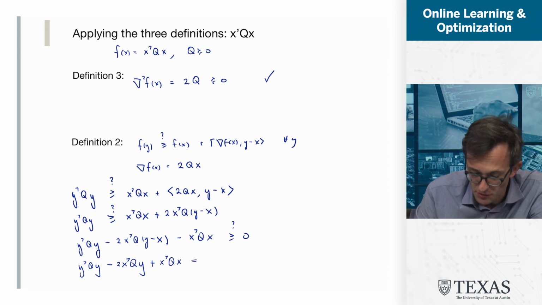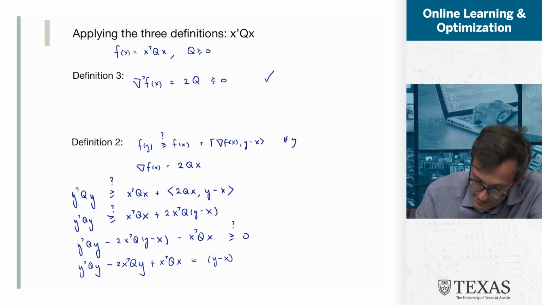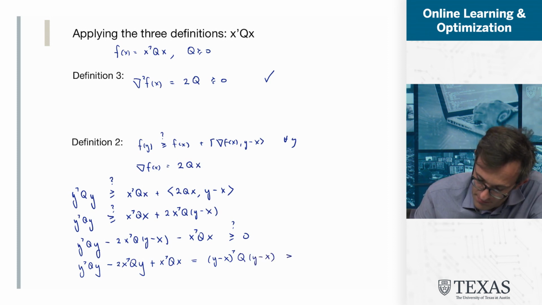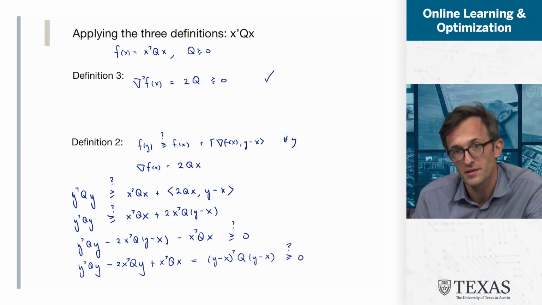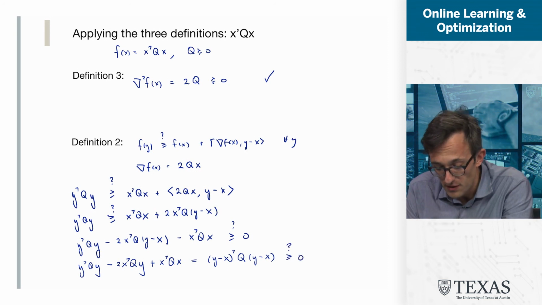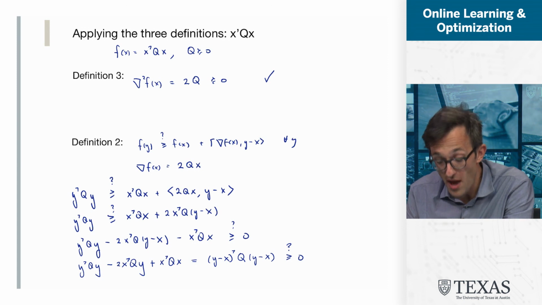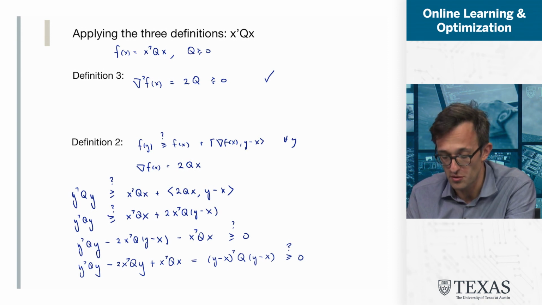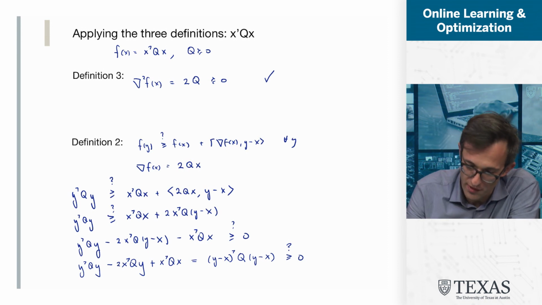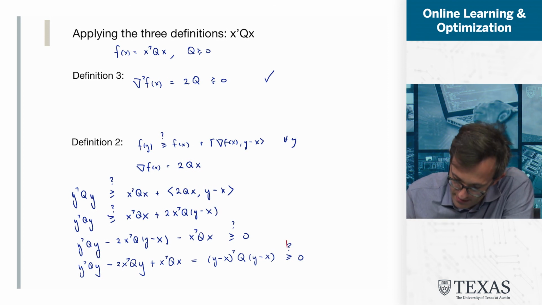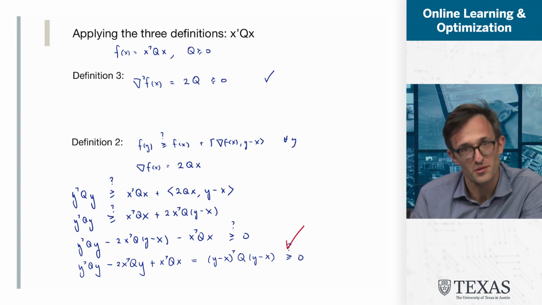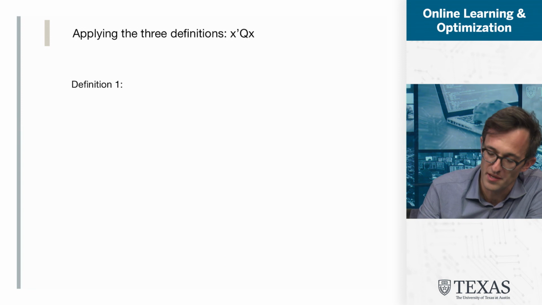And now this is equal to y minus x transpose q times y minus x. And do we need to wonder whether or not this is greater than or equal to 0? And the answer is no, we don't, because q is positive semi-definite. So that means that for any vector, v transpose qv is greater than or equal to 0, so it's certainly true for the vector y minus x. So we verified this. This indeed holds. This is a relief. The three definitions are equivalent. We knew this was going to happen. It's useful just to get used to some of these manipulations.